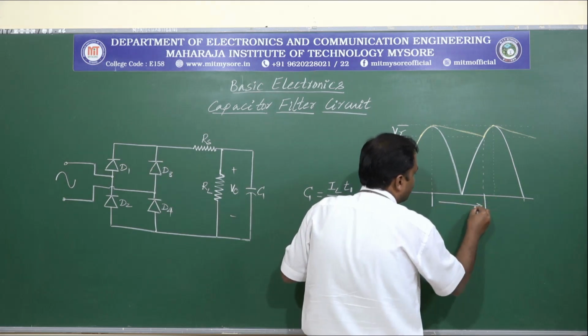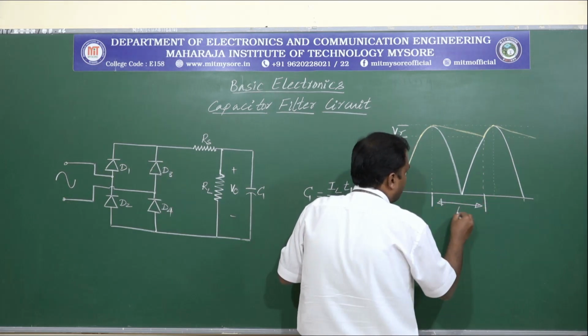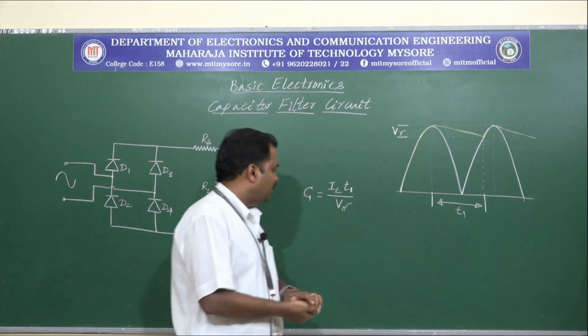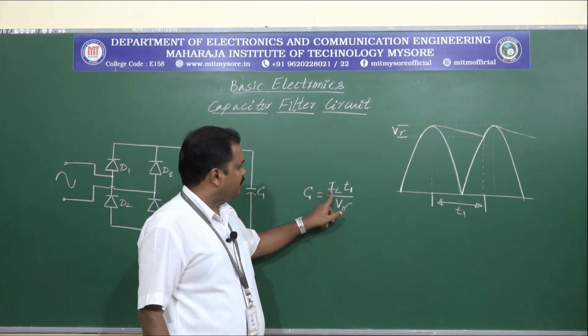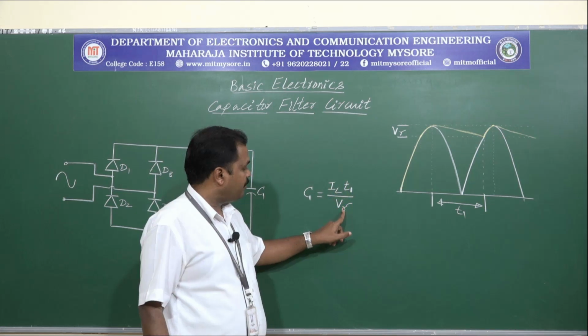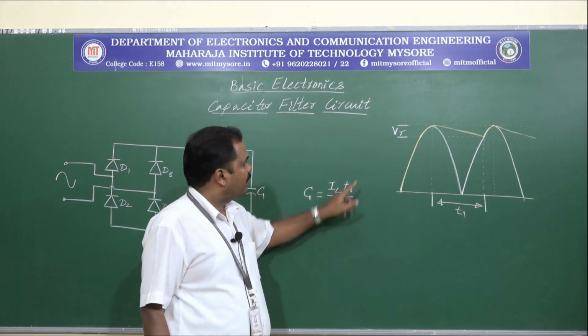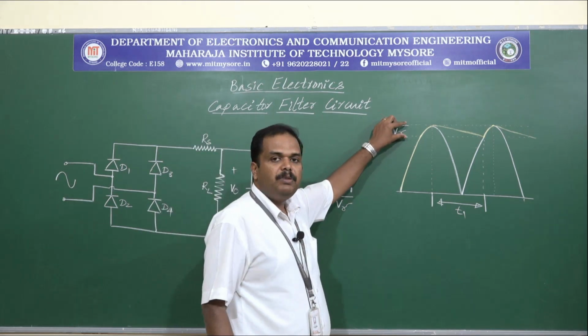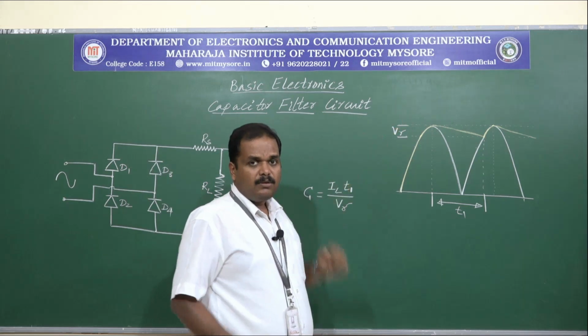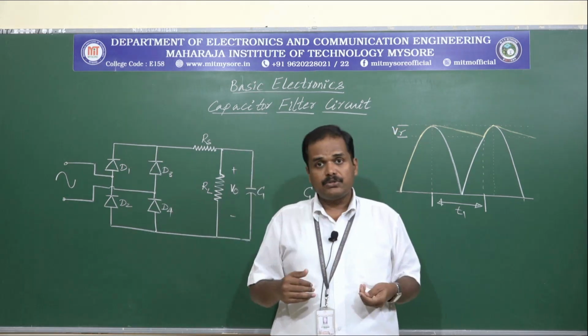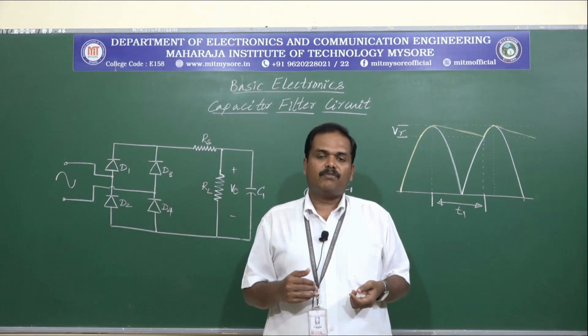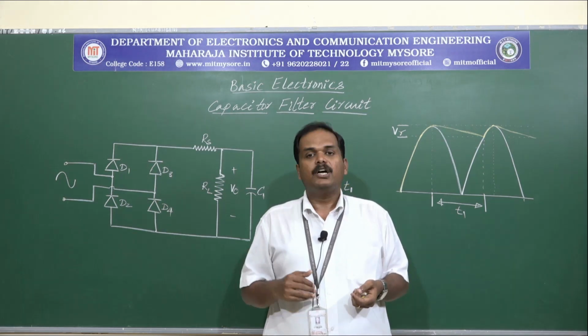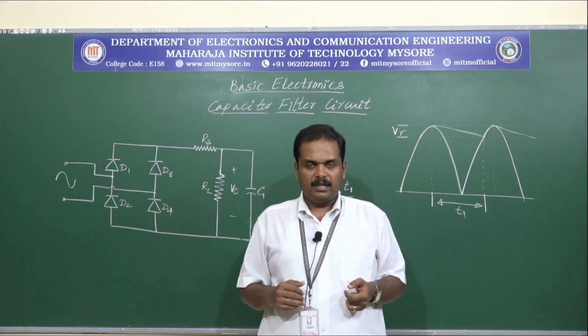So this time duration will be considered as T1. So capacitor C is given by IL into T1 divided by V gamma, where V gamma is the peak to peak voltage. So this is how we can reduce the ripple content from the rectified output using a capacitor filter.